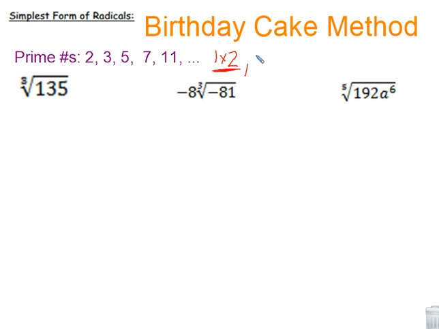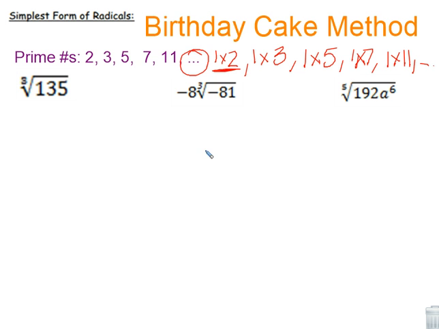Same thing with the number 3. The only numbers that multiply together to get 3 are 3 and 1. The only numbers that multiply together to get 5 are 1 and 5. 7, we have 1 times 7. And 11, we have 1 times 11. And we could keep going, okay? There are many other prime numbers.